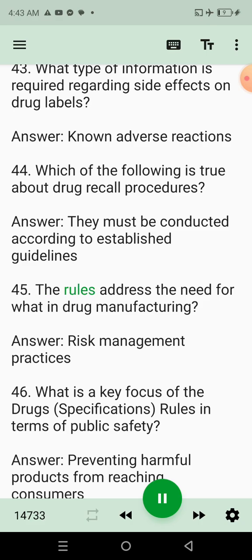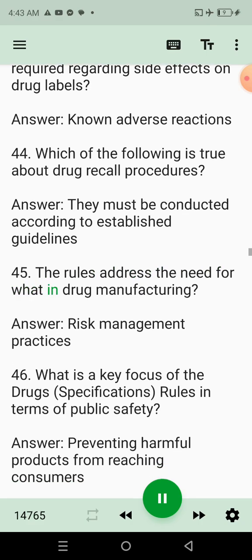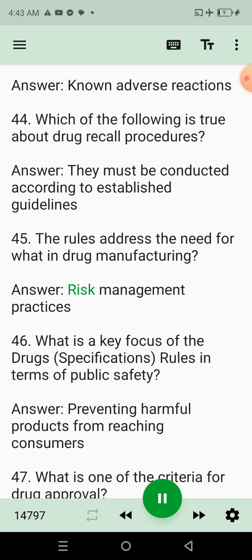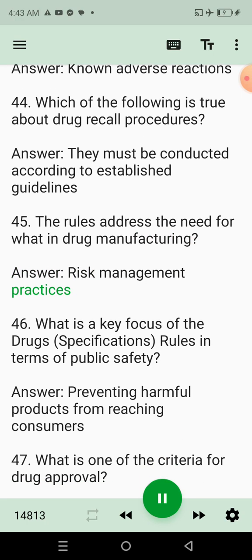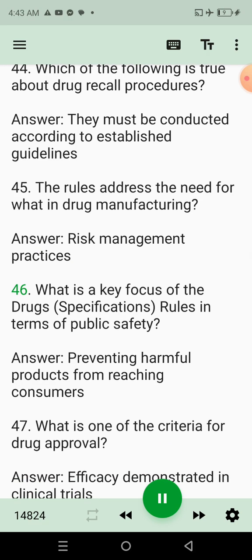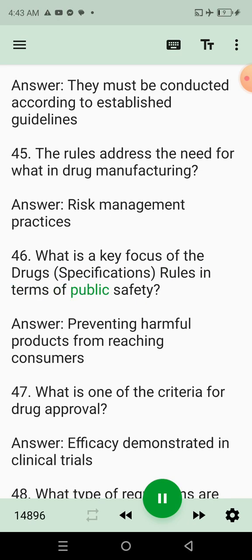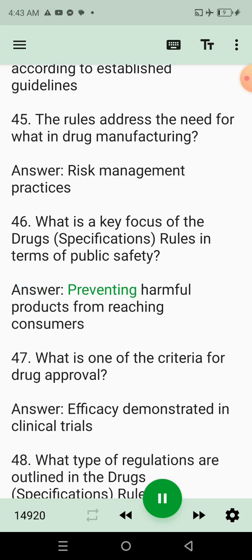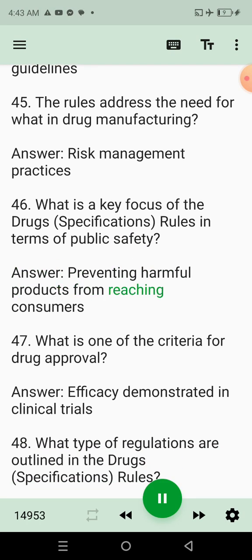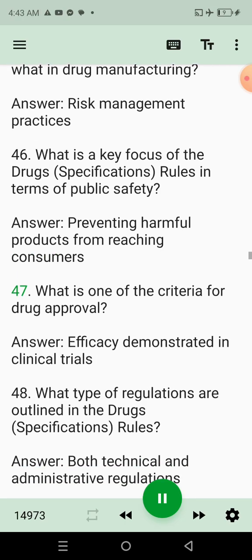45. The rules address the need for what in drug manufacturing? Answer: risk management practices. 46. What is a key focus of the drug's specifications rules in terms of public safety? Answer: preventing harmful products from reaching consumers.